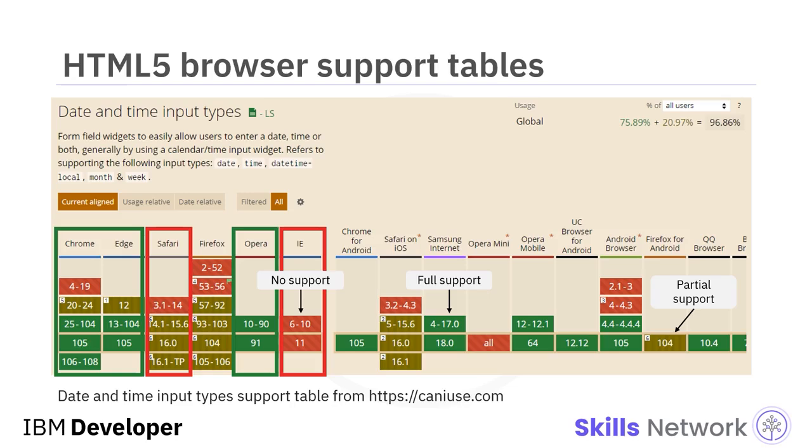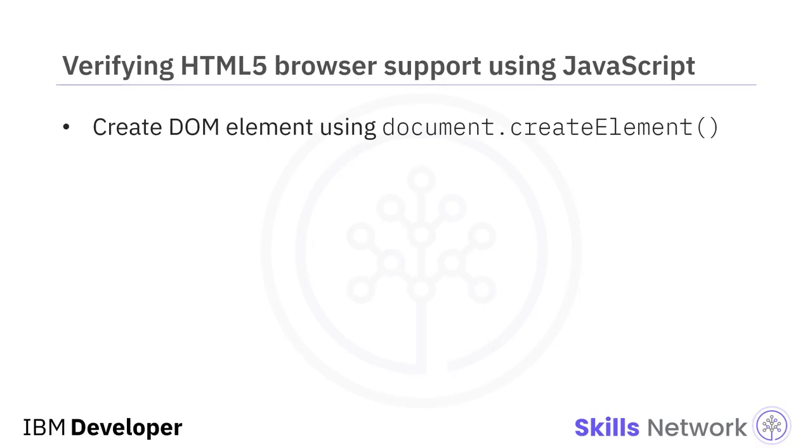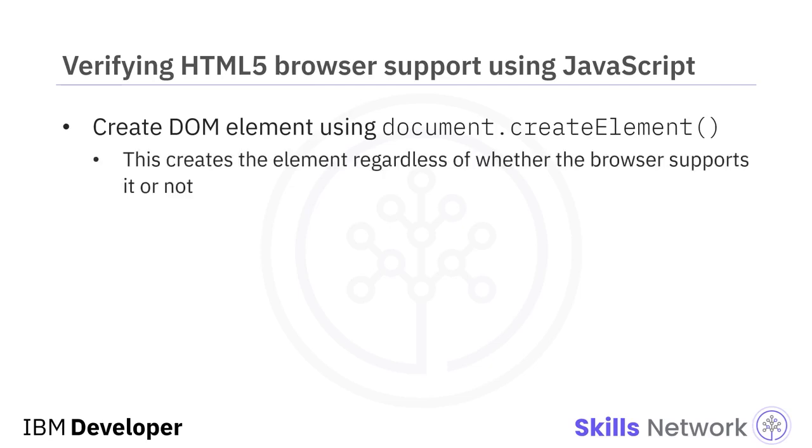Support levels change as developers of browsers add new features, so check back frequently to see if the features you require are supported. You can also use JavaScript to check whether a certain HTML5 element is supported by a browser. First, create a DOM element by typing document.createElement and include the element type as a parameter argument. As a result, the DOM object gets created.